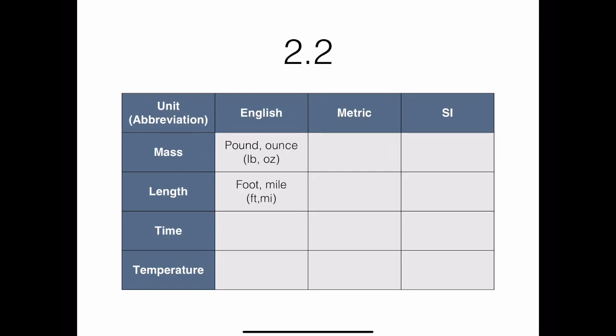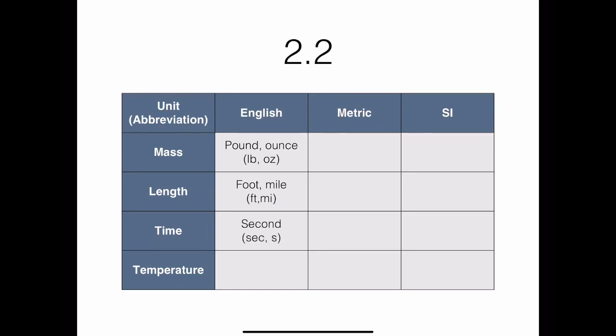For length, we use the foot and the mile, or even the inch. You should know these abbreviations. Foot is FT, mile is MI. How many feet are in a mile? Remember, this number is 5,280. So again, the conversions for these aren't as clean as some of the other systems we're going to be talking about today.